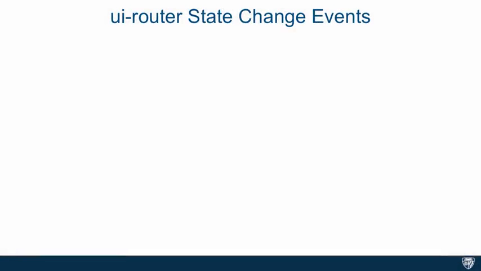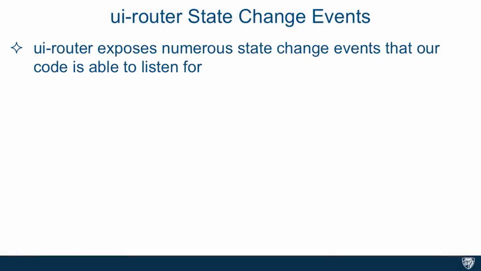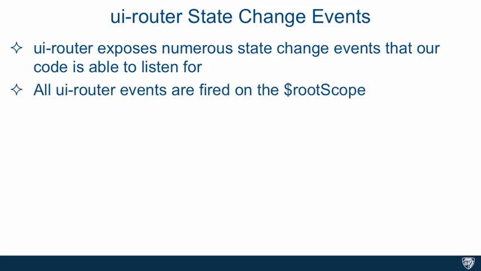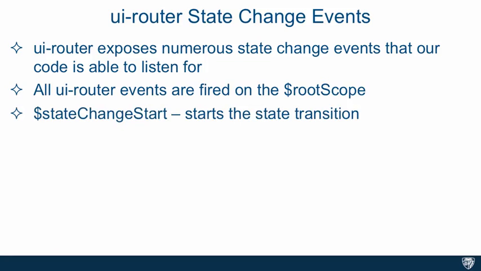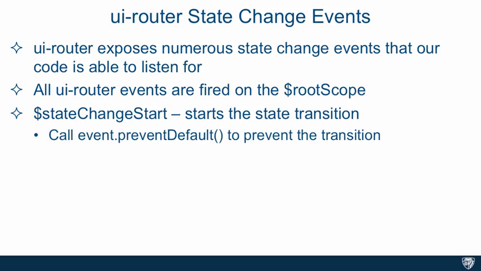Okay, so let's summarize. UI Router exposes numerous state change events that our code is able to listen out for. All UI Router events are fired on the $rootScope. There are several events in particular that we are probably interested in almost all the time. One of them is $stateChangeStart. That is the event that signals that the state transition has started. You can call event.preventDefault to prevent the transition from finishing.